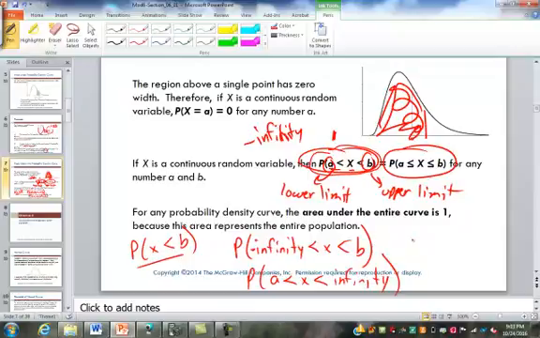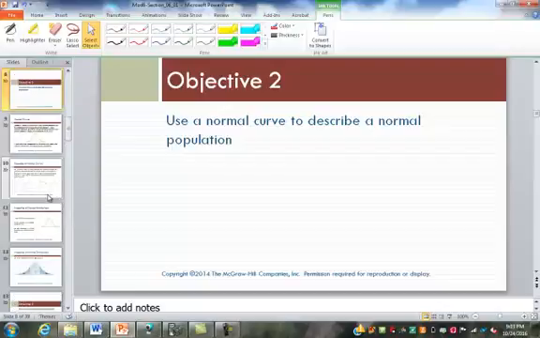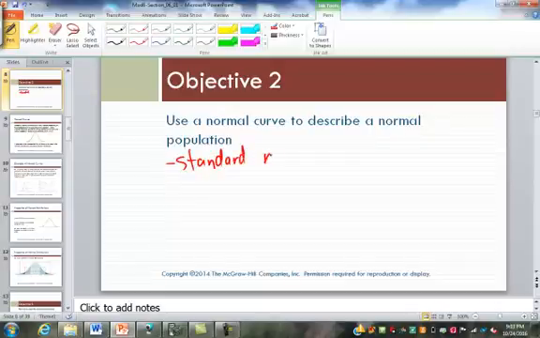So now the question is, when we look at the calculator, how do we enter negative infinity and positive infinity into our calculator? We're going to look at that in our next section as we move on to describe normal probabilities in the normal curve. We're talking about the normal curve, normal probabilities. We're going to start talking about the standard normal curve.